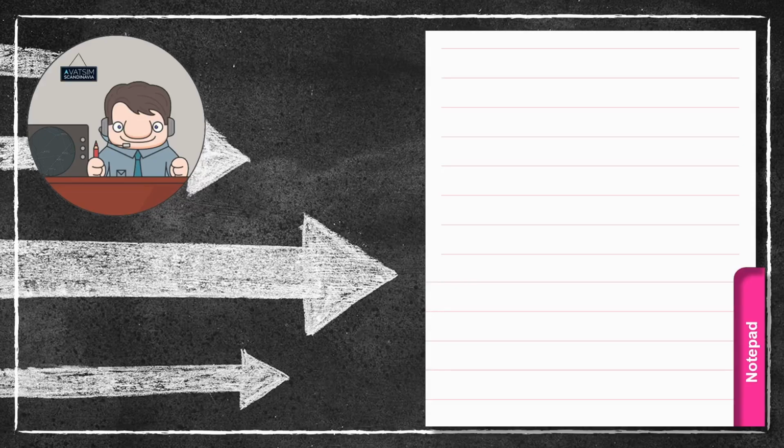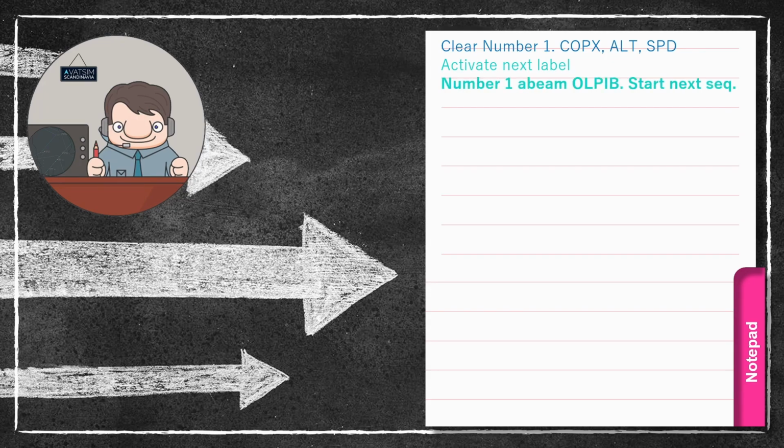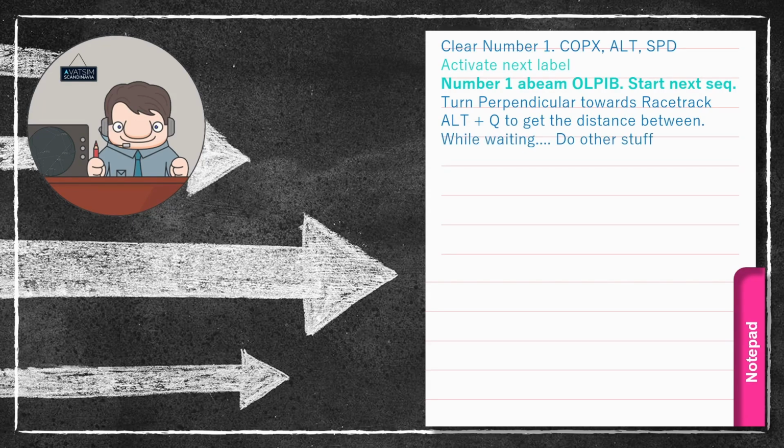So, that was a lot. In essence, it was clear number 1 on route, altitude, speed. When done, activate the next label. When number 1 is roughly abeam the holding fix, go for your sequence for number 2. Holding cancelled, right or left turn, whatever is needed. Perpendicular to the holding, direction towards racetrack. Alt Q to get the QDM. While distance builds up, you can focus on other descents in the holding.